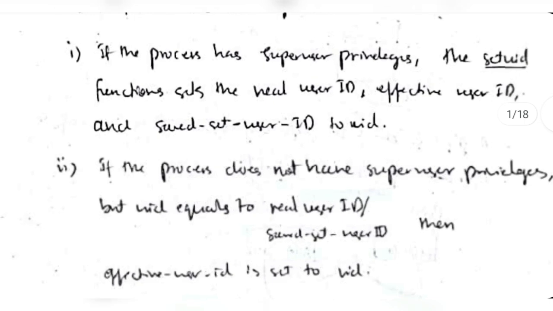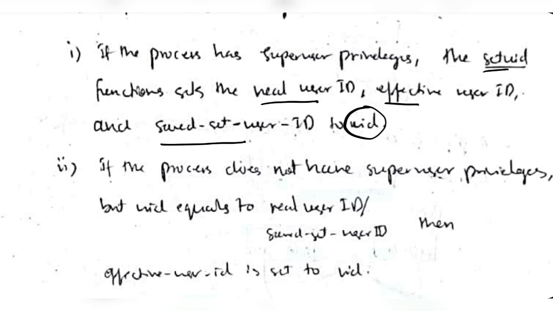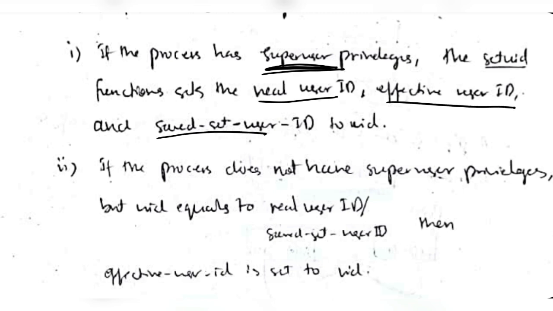If the process has super user privileges, the real user ID, effective user ID and saved set user ID are all set to UID. It means the person is the admin, and if the person is admin, he can do whatever he wants. So there are three things: real user ID, effective user ID and saved set user ID, that can all be converted to UID. The admin can convert all of these to the top level.